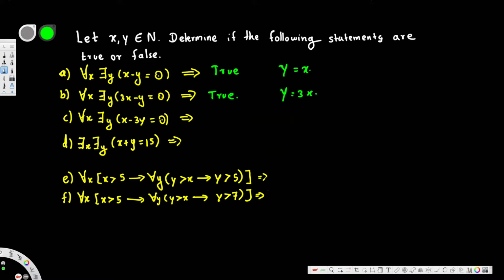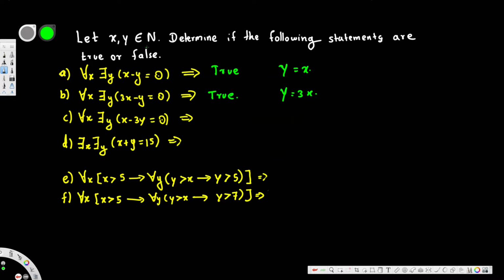Now let's look at the third situation. For all x, there exists a y such that x minus 3y is equal to 0. You may tend to say this is true as we have seen before, but this is a little bit different. For example, if x is 3, there exists a y, if you multiply by 1, 3 times 1 is just 3. So 3 minus 3 is 0. That's correct. But what if x is 1? If x is 1, 1 minus 3 times 1 over 3 is 0, so it works for 1 over 3.